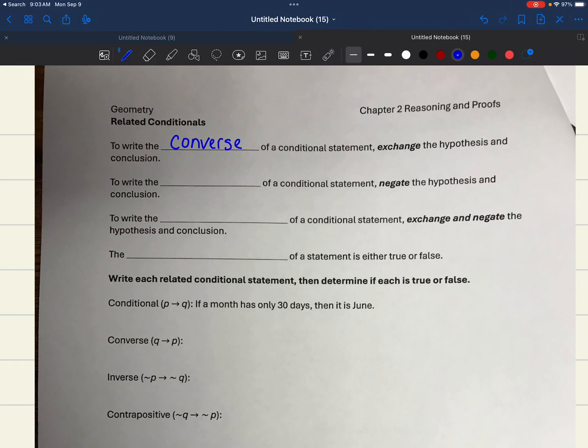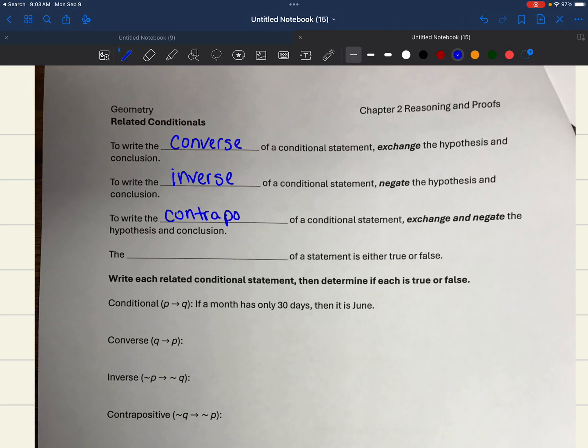All right. So to write the converse of a conditional statement, you exchange the hypothesis and the conclusion. So all of our statements we've just written, like on the front page, were hypothesis first, conclusion second. If it asks you to write the converse, you just flip those two things. You write the conclusion first, then the hypothesis. To write the inverse of a conditional statement, you just negate it. So it keeps the same order, but you change it to not P, not Q, however that works, which we're going to go through in a second.